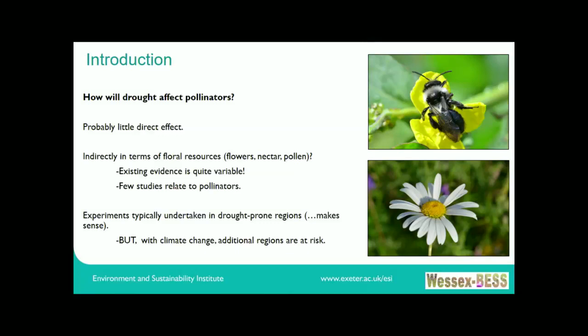And that makes a lot of sense. But with climate change, we expect that drought is going to be an increasing threat in additional regions, such as in the UK and across much of Europe. So this is a bit of a gap. We need to extend these studies.